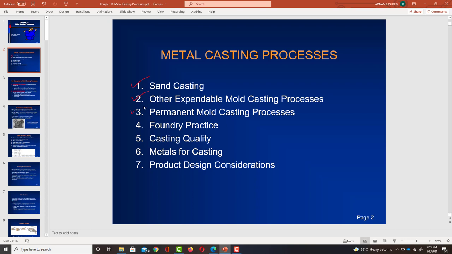Then we will talk about different types of permanent mold casting processes, foundry practices involved in the casting process, and casting quality, that is, what the defects arising in the casting parts are and how they affect the quality. Then metals for casting, that is, what metals are used for the casting process. And at last we will discuss product design considerations, that is, what factors you need to consider while designing a product for metal casting.